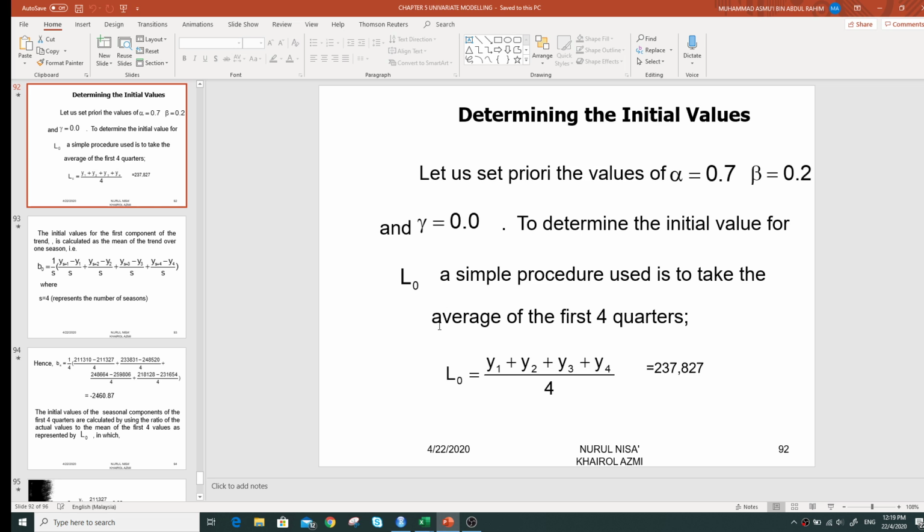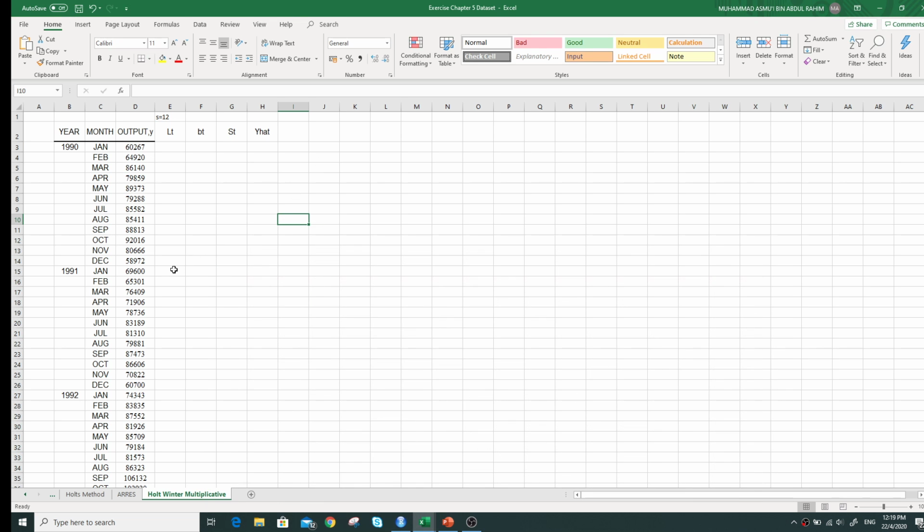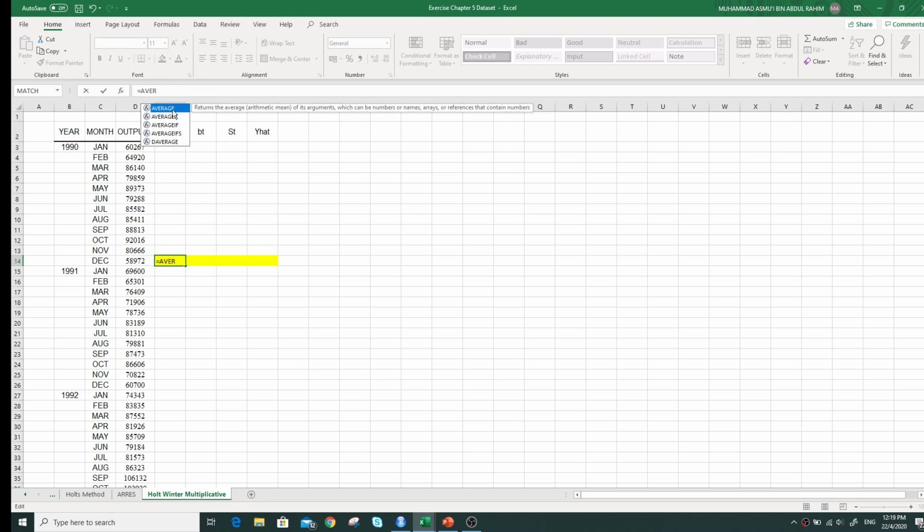L0 is a simple procedure: take the average of the first 4 quarters. That is the example if we use quarters. For monthly data, we need to calculate the average of the first 12 observations, and I will put this as our initial value here. The average is just the average, as simple as that. We put the formula here, average, then enter, and you get the initial value for L0.